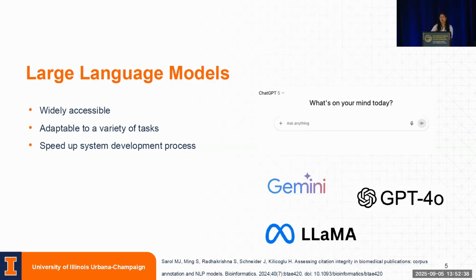Large language models are adaptable to a variety of tasks. And as a computer scientist, when you want to develop a system, let's say a citation accuracy verification tool, you have to do multiple things. You have to collect data for your system, you have to train your model to build your system, and you have to evaluate your system. Those steps are very hard to do, and they take a long time. But with large language models, maybe we can skip the first one or two steps and go straight to evaluation, or we can use a large language model directly. That will speed up the development process.